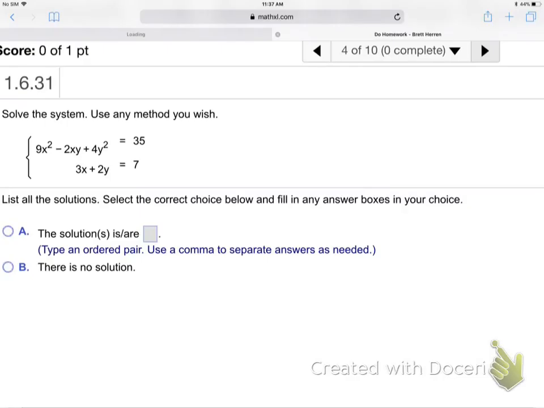So I would start with this bottom one. 3x plus 2y is 7. Wait a minute. This one's concerning me. It's going to make fractions, isn't it? I don't want that.